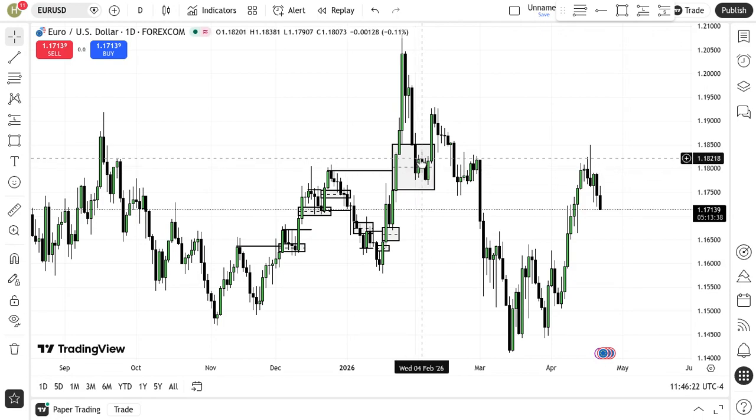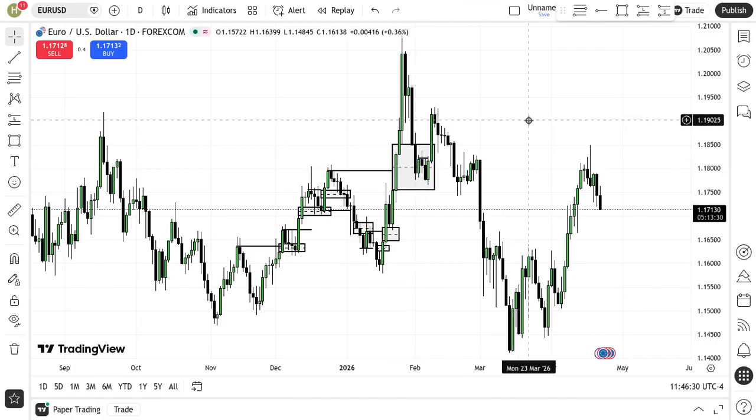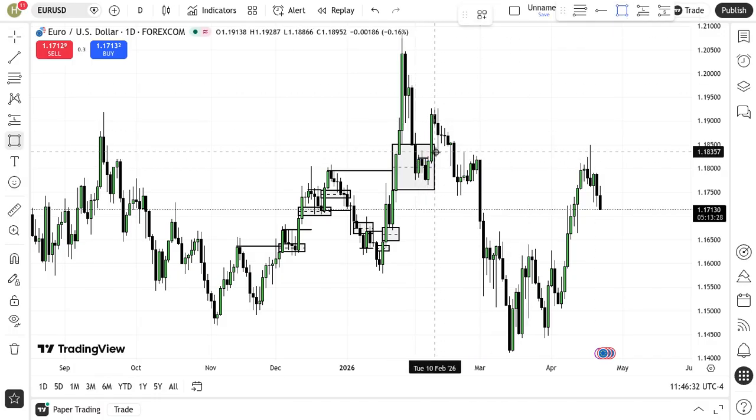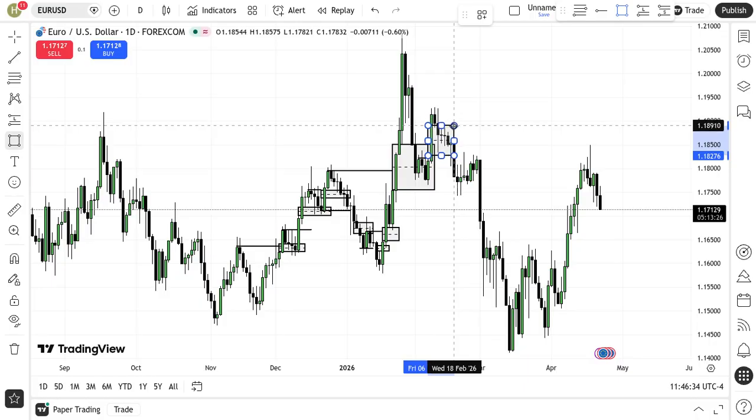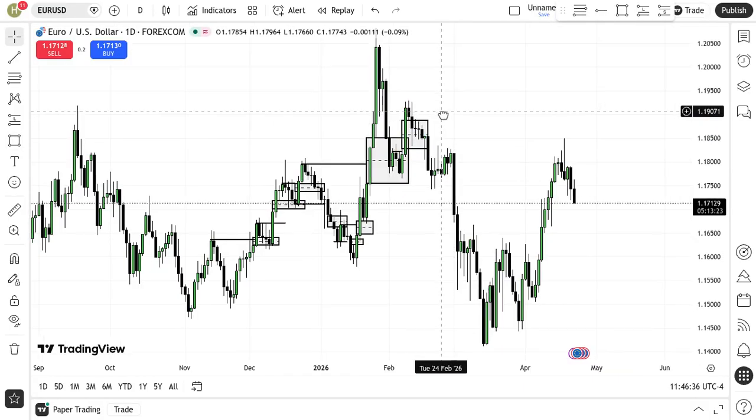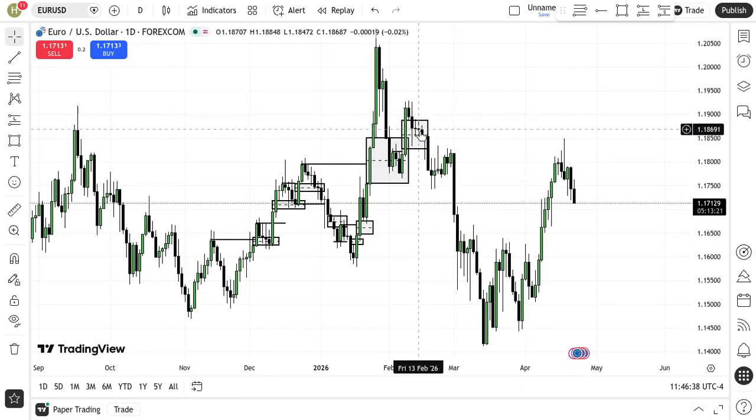But we do break above this high again. So you can call that a market structure shift because that is a high. So we have a market structure shift within this gap. Then we have another gap up here, so we expect price to move away from that. What does price do? It does not move away from that.